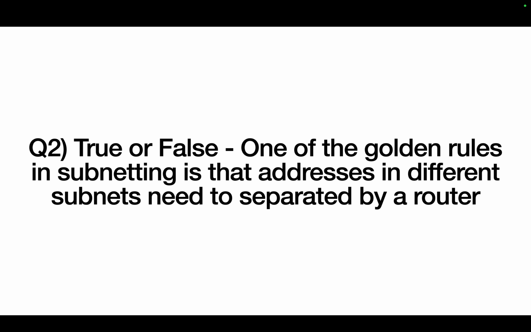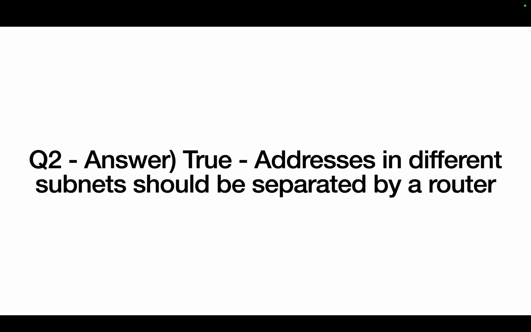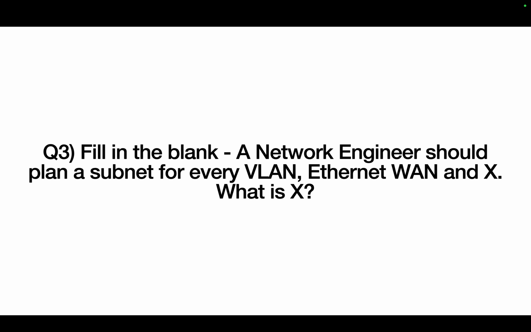Okay. The answer is true. So addresses in different subnets should be separated by a router. Now, question number 3, fill in the blank. A network engineer should plan a subnet for every VLAN, Ethernet WAN, and X. What is X?